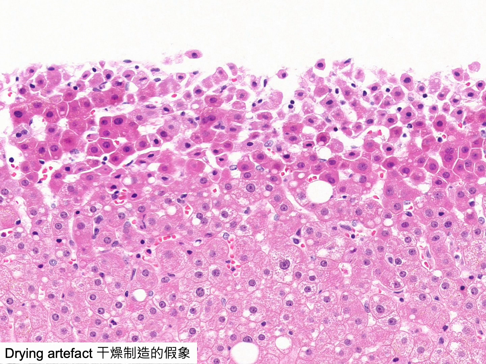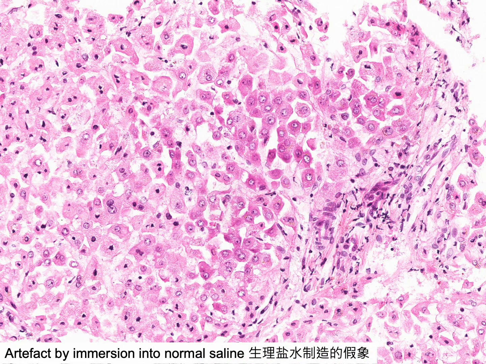Placing fresh liver biopsy tissue on dry blotting paper or gauze is not recommended as it leads to significant drying and autolytic artifacts. Similarly, submitting liver biopsy tissue in normal saline should be avoided as it results in artifactual cell disintegration.